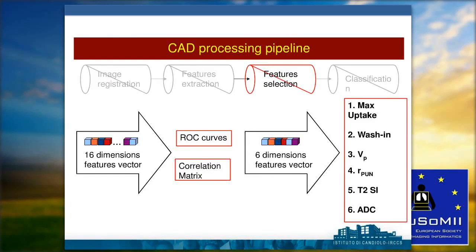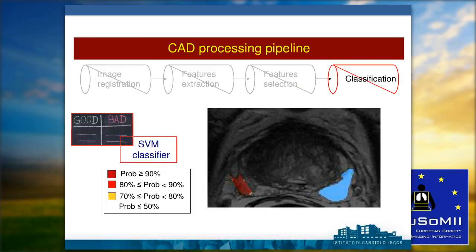In our CAD system, we identified these 6, and then we used a classifier to develop a probability map of where the cancer was and where it was not. You can see that here, different colors respond to different probabilities.